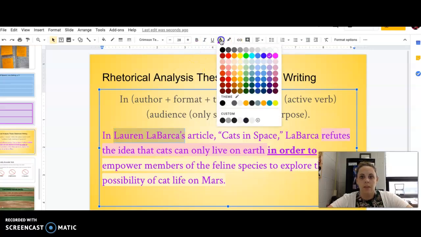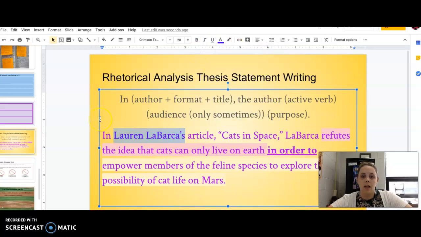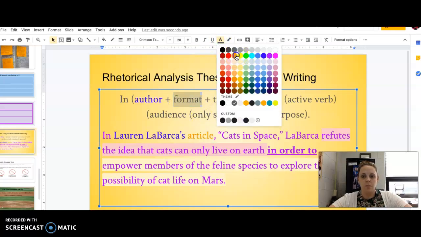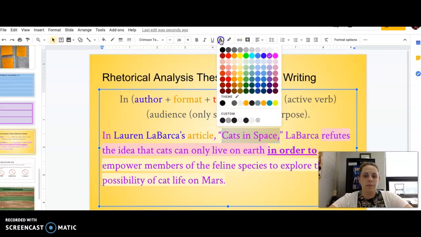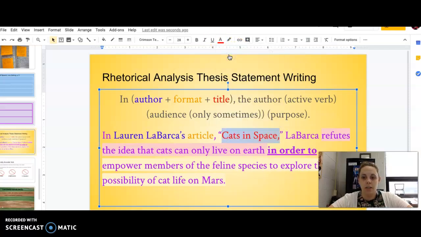Author, right? So I'm just going to make this a different color. There's my author, blue and blue. I have my format. Let's make it orange. I have my title. In Lauren Labarca's article, Cats in Space, I've got all those things.